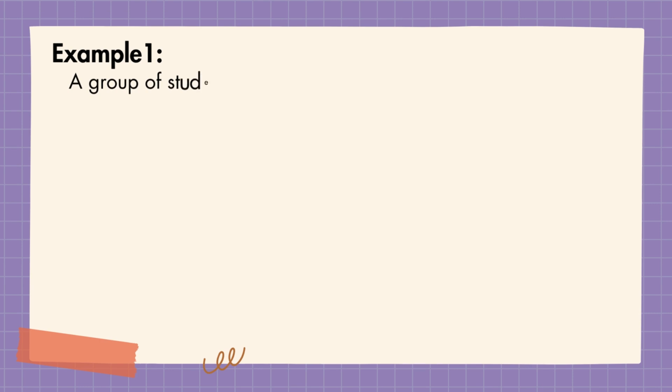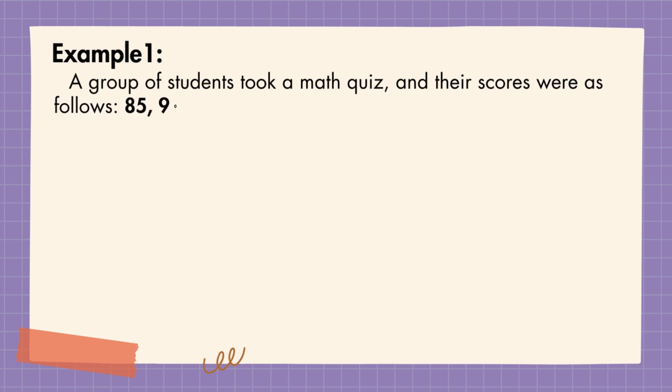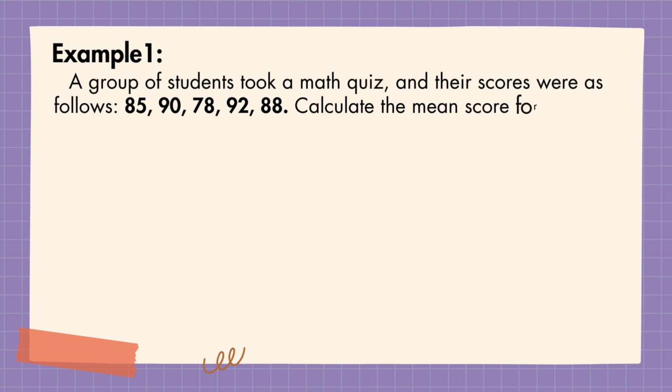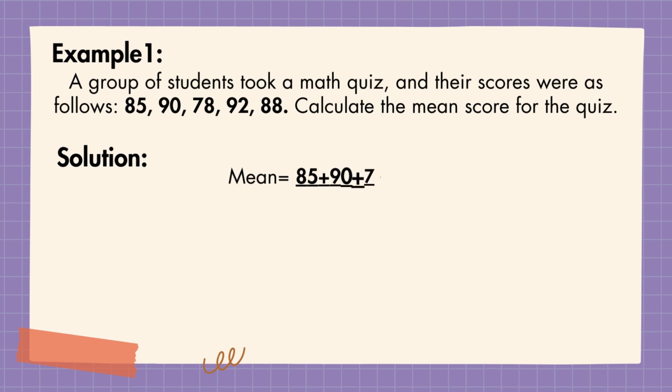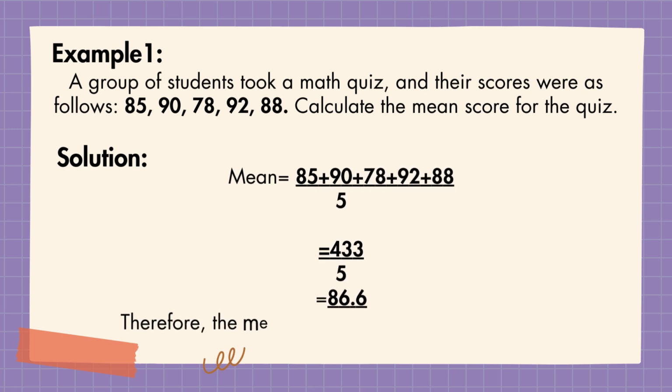First of all, I am writing down here the example. Imagine there is a group of students who recently took a maths quiz. Their scores were 85, 90, 78, 92 and 88. To find out the mean of all their marks, we add up all these scores and divide by the number of students, and here we can see the number of students is 5.